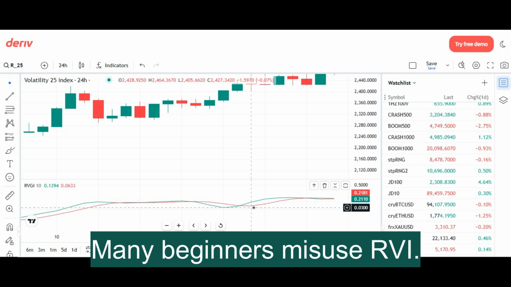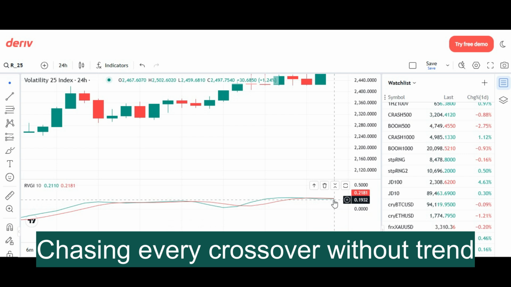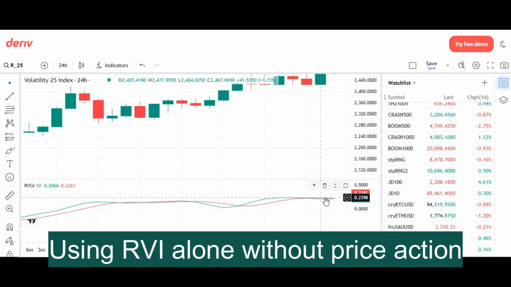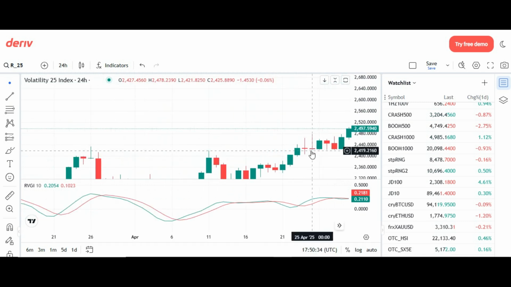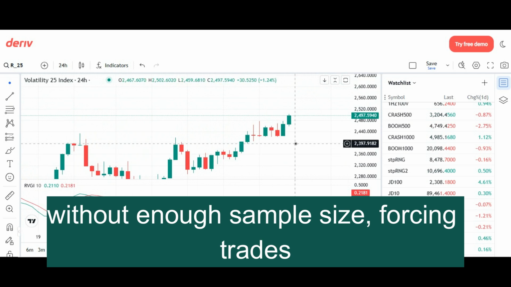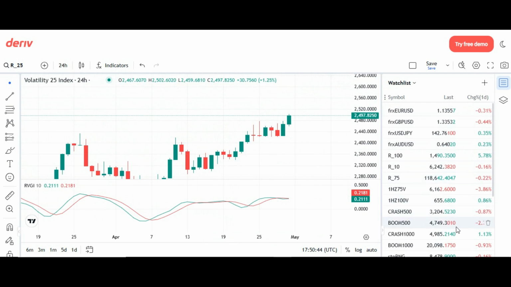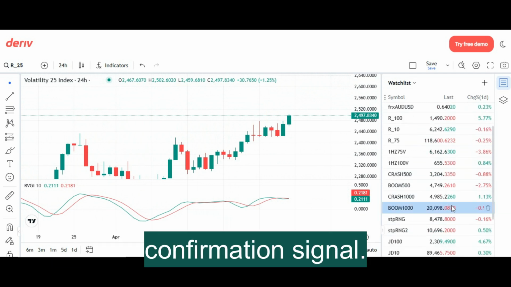Many beginners misuse RVI. Here's how to avoid those mistakes. Chasing every crossover without trend confirmation, using RVI alone without price action analysis, ignoring broader market conditions, over-optimizing RVI settings without enough sample size, forcing trades during low volatility periods. Pro tip: combine RVI with at least one other confirmation signal.